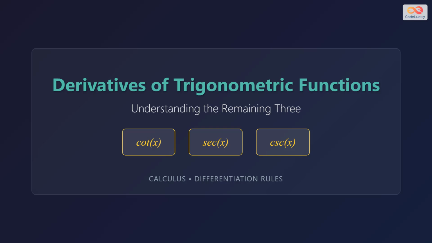Today, we are going to complete our set of trigonometric derivatives. You likely already know the derivatives of sine and cosine, but what about the other three? Tangent, cotangent, secant, and cosecant. In this video, we will specifically focus on deriving and understanding the derivatives for cotangent, secant, and cosecant. By the end, you will have the complete toolkit for differentiating trig functions.